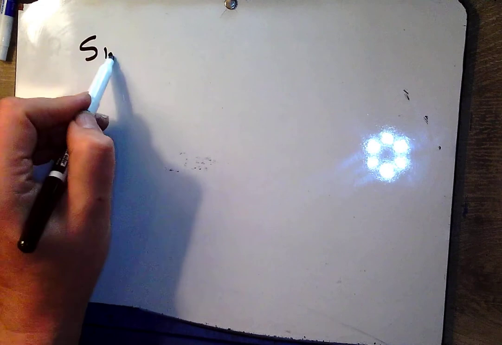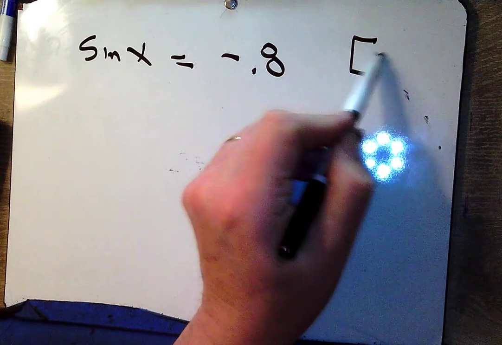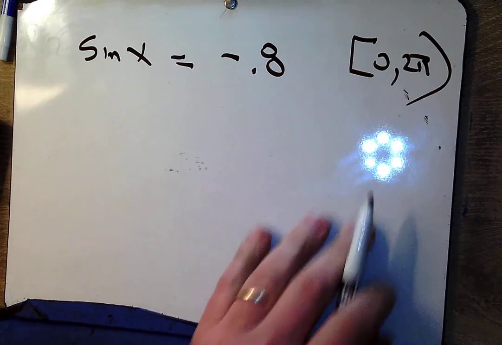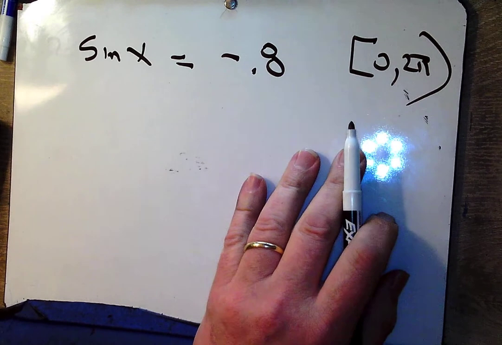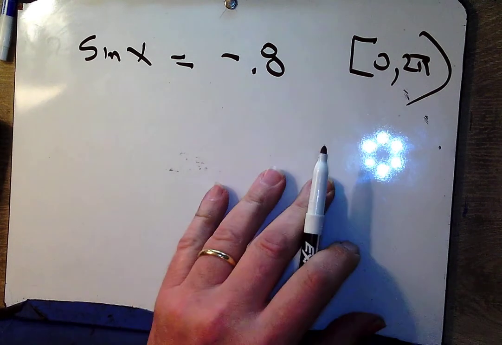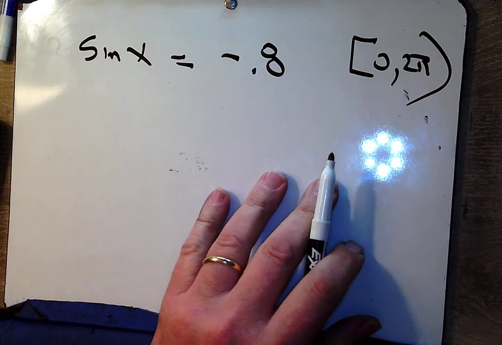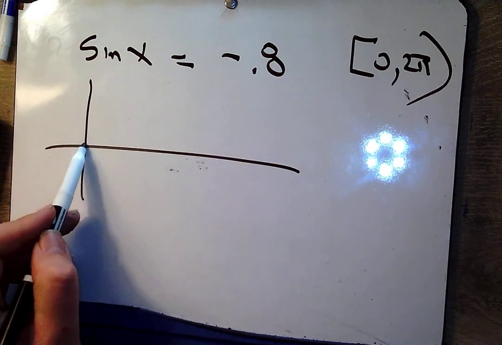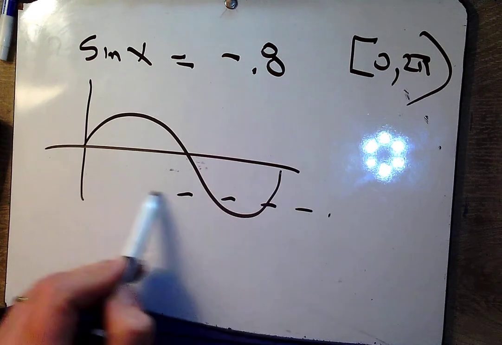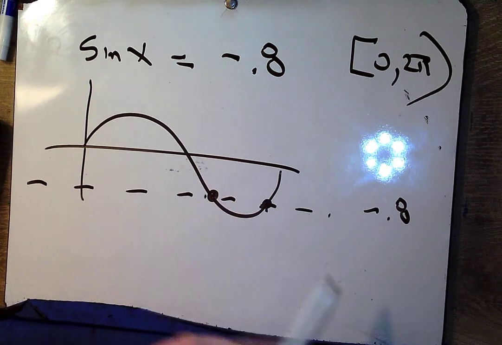And what about this one? Sine x equals negative 0.8 on 0 to 2 pi. Will you find those solutions? Right. I've got to pull out my calculator for this. I mean, I know that sine is going to cross negative 0.8 twice. Once in third quadrant, once in fourth quadrant.